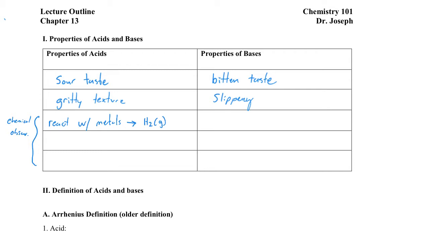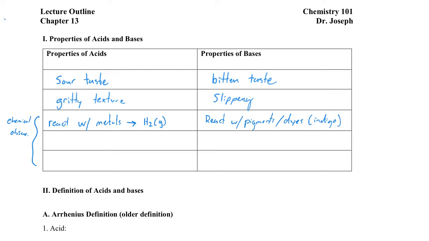Now, bases don't do this. If we put a base into the same metal, these things that taste differently and are slippery, they don't react to produce gases. They do other things though that acids don't do as much. For example, bases will react with things like pigments or dyes and change their color. So that's something that we see with bases quite a bit. Organic materials like organic dyes change their color when they react with bases, but they don't with acids.